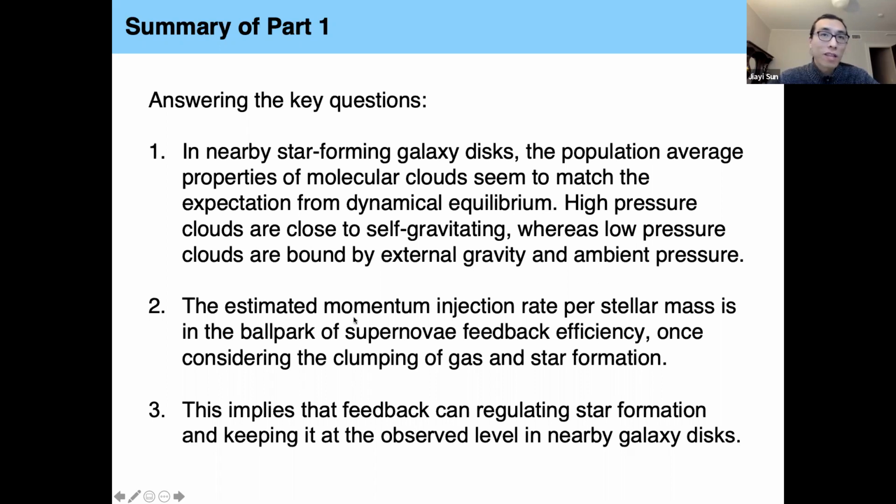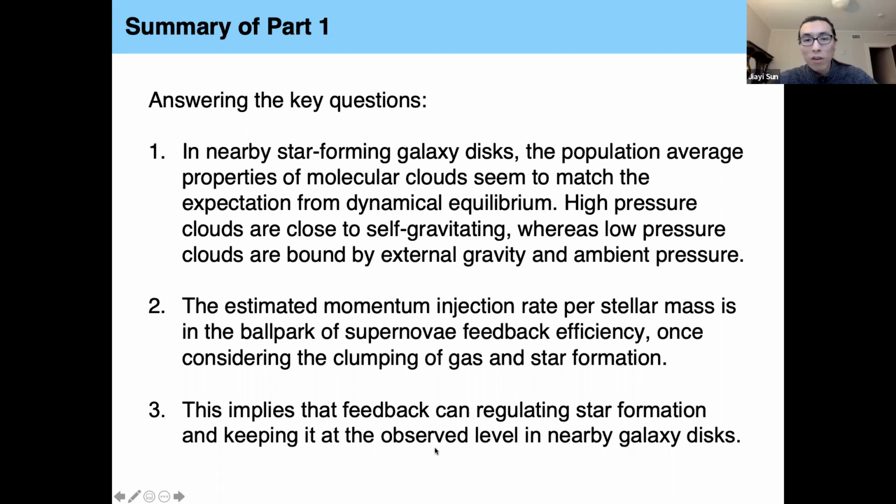We also look at the momentum injection rate per stellar mass, the eta_FB term, and we find that the observationally estimated value is in the ballpark of supernova feedback efficiency as expected from numerical simulations, as long as we consider the clumping of gas and star formation. This seems to imply that feedback is capable of regulating star formation and keeping it at the observed level, at least in the outer disk part of the galaxies.